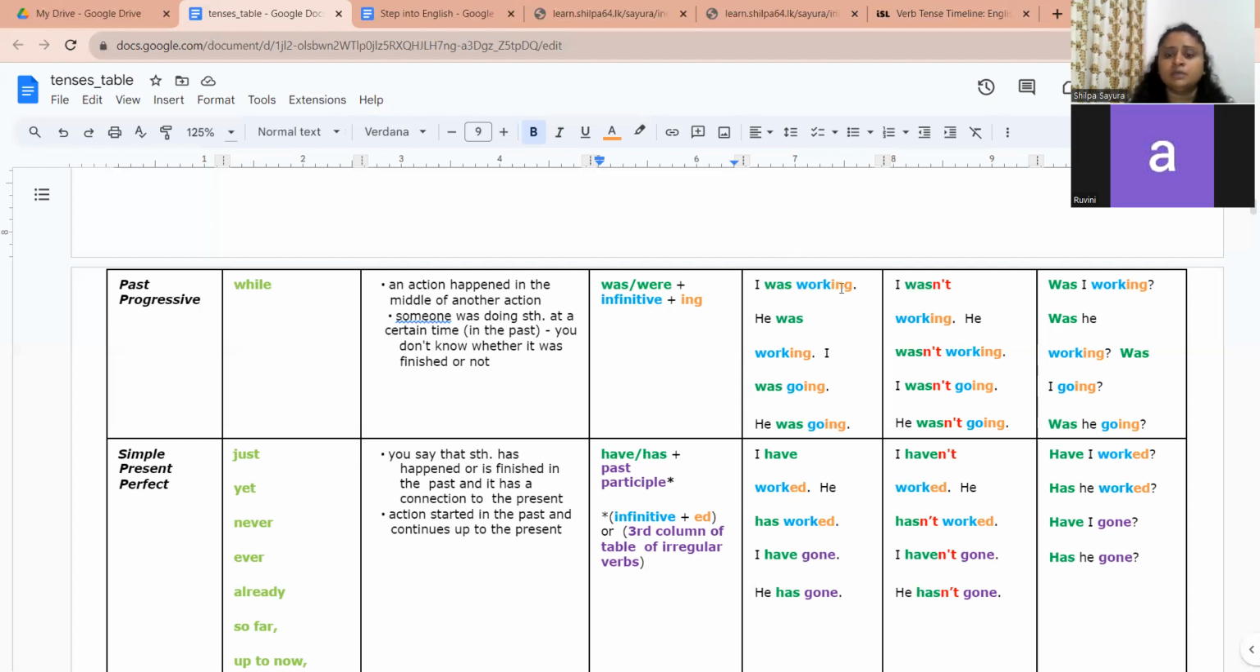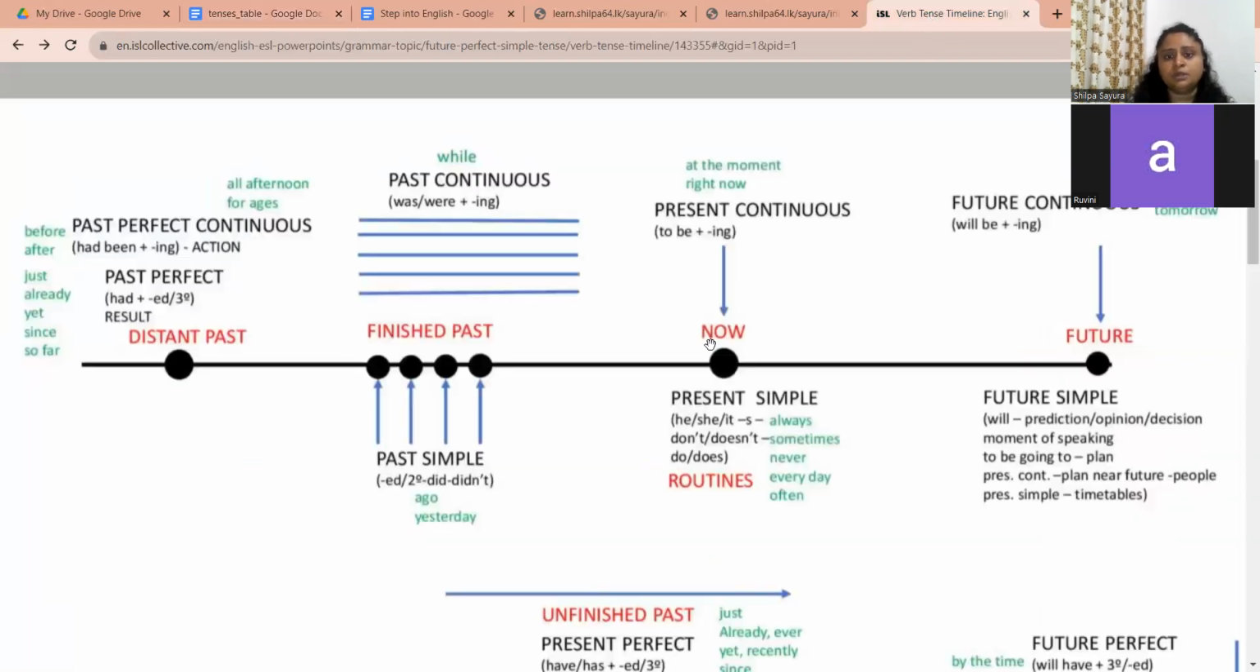I was working. In the middle of the action, what happened? He came to see me. So that one is in past tense and this one is in past tense too. You see both are in past tense, that is what you have to note here. But one action is in past simple, the other one is past continuous.